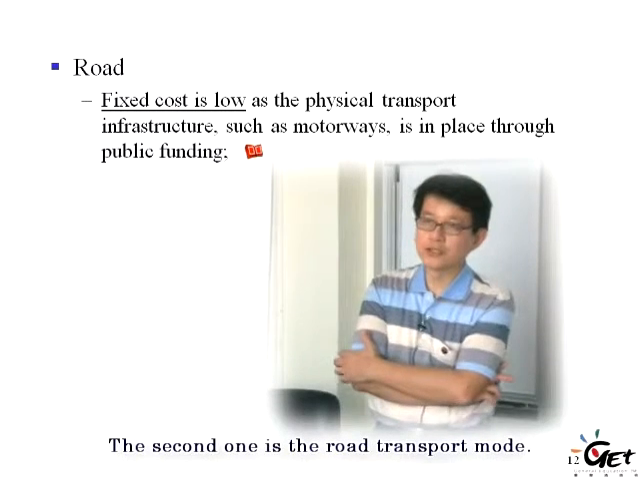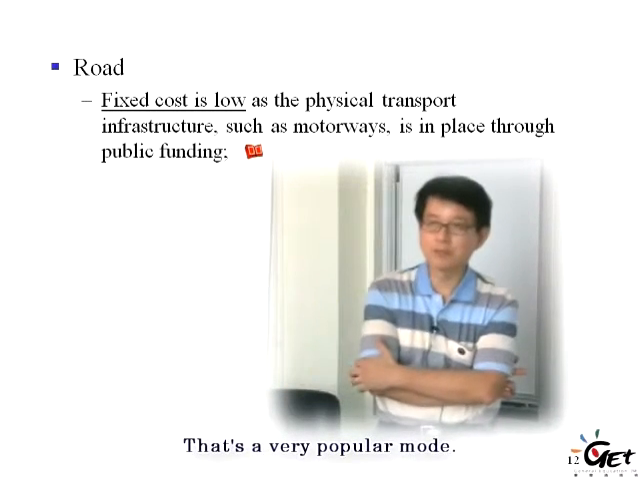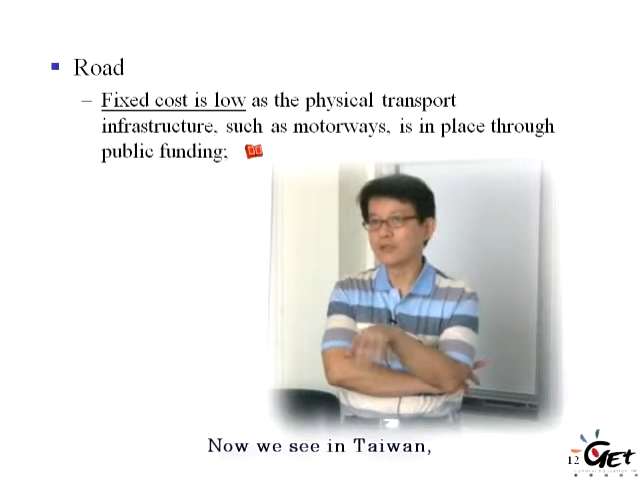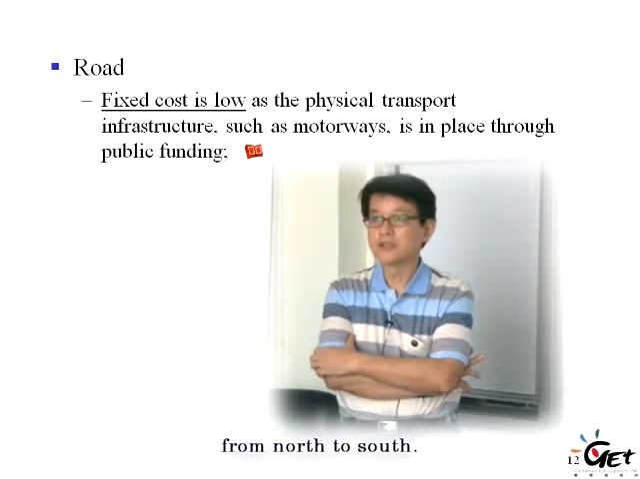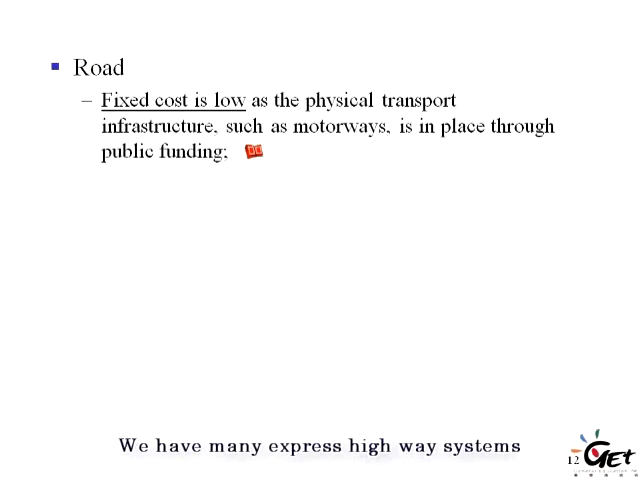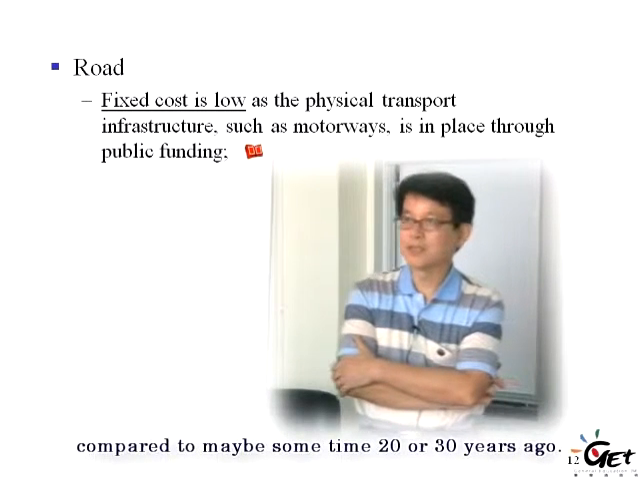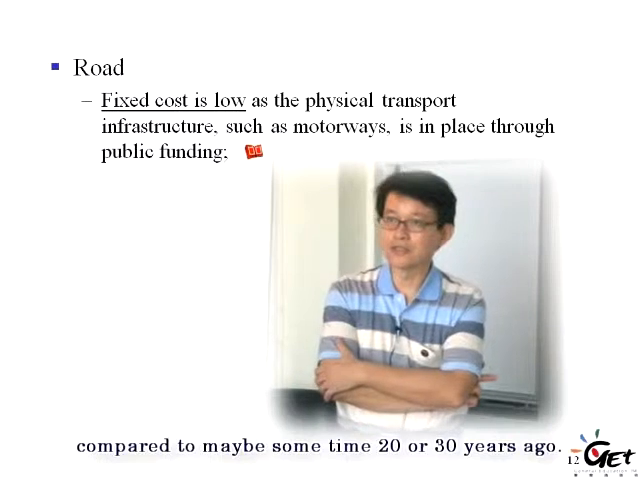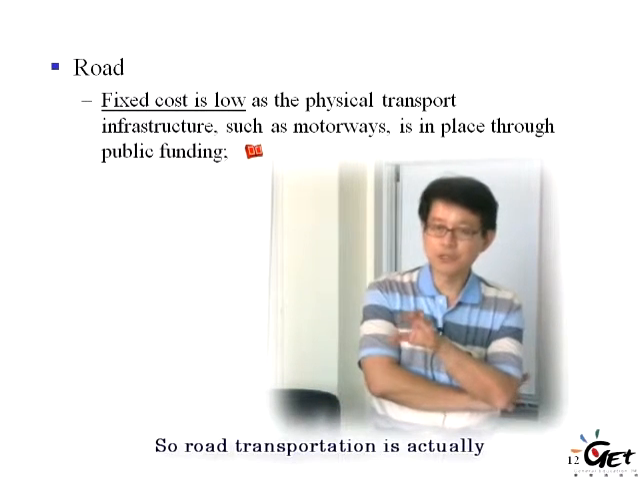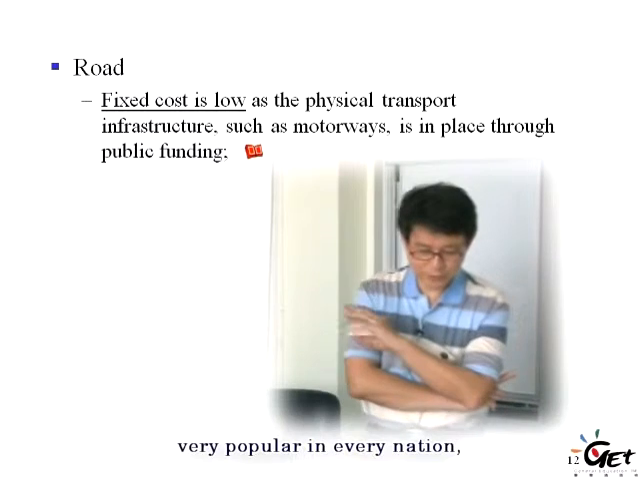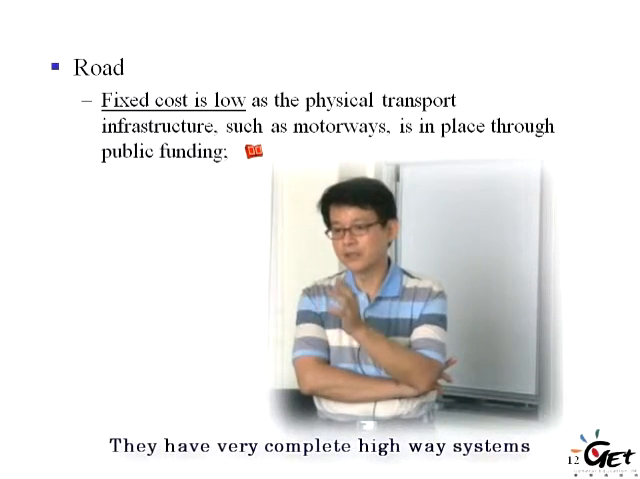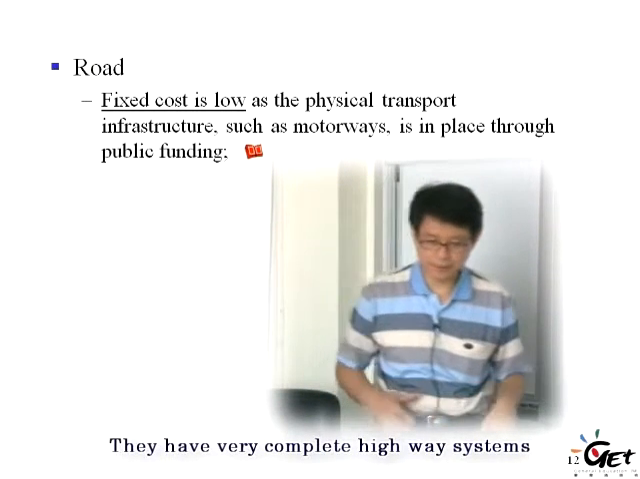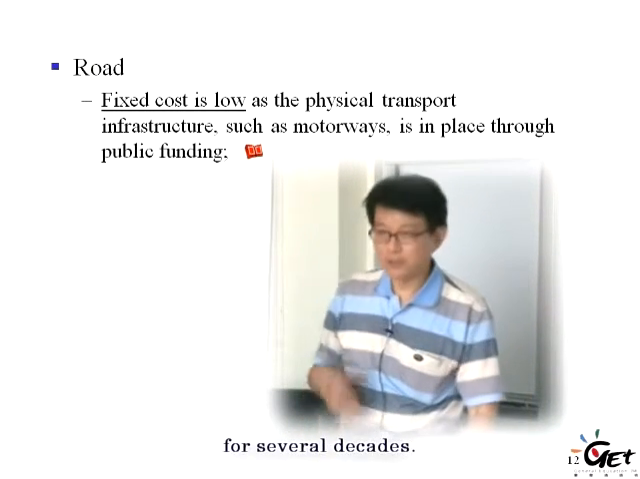The second one, road transport mode. That's a very popular mode. Nowadays in Taiwan, we have very convenient road systems from north to south. We have many express highway systems, compared to maybe 20 or 30 years ago. So road transportation actually is very popular in every nation. Like in the US, they also have very complete highway systems built over several decades.